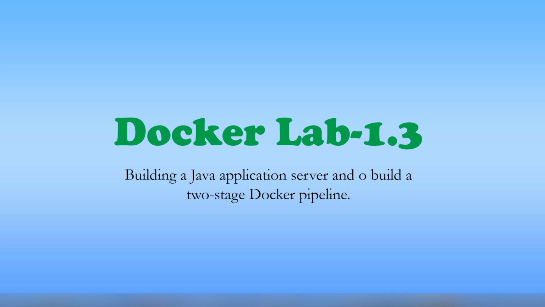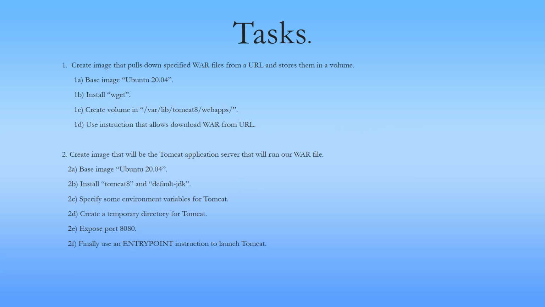Hello everyone, today we are going to build a Java application server with Docker. We create two Docker images. The first Docker image pulls down specified war files from a URL and stores them in a volume. And the second image, with a Tomcat server installed, runs those downloaded war files. Here I outlined what needs to be done in our Dockerfiles.